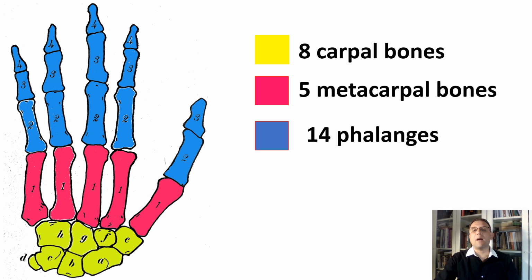Let's examine the number of bones in the human hand. There are 8 carpal bones, 5 metacarpal bones, and 14 phalanges. Again, there are 8 carpal bones, 5 metacarpal bones, and 14 phalanges.